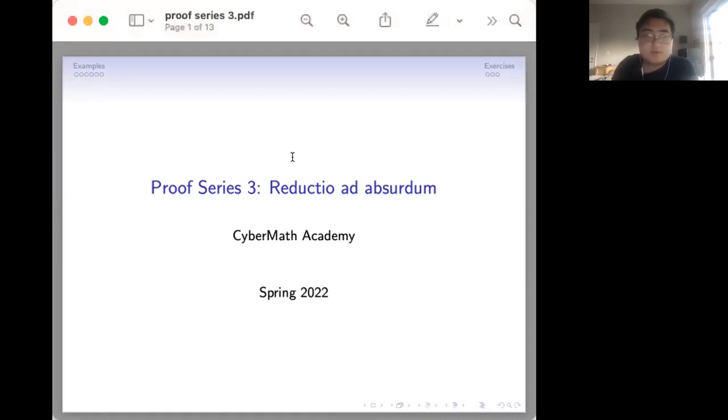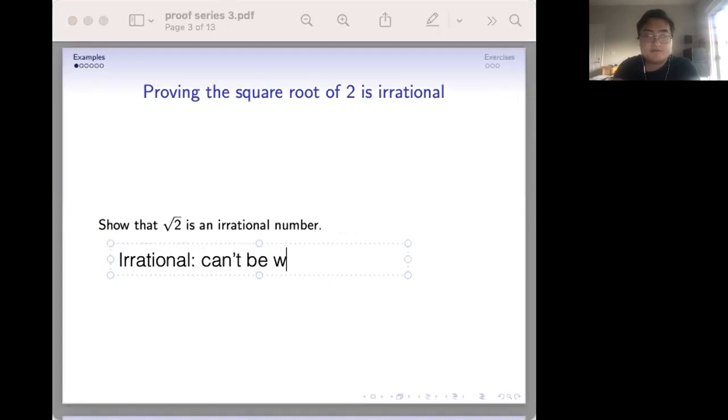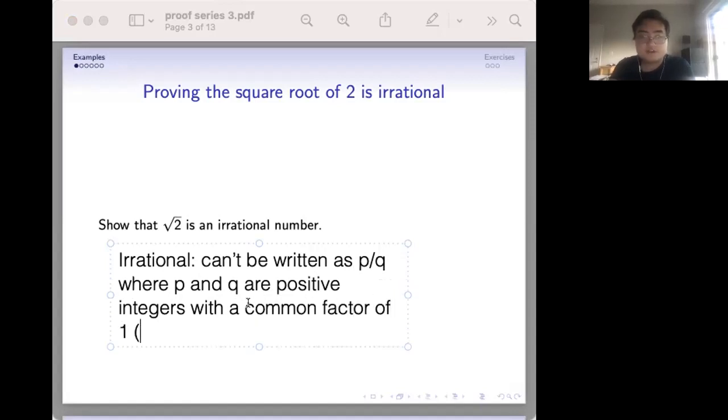So, for example, here's a more common use of proof by contradiction. Let's say we wanted to prove that the square root of 2 was irrational. First, let's recall what it means for a real number to be irrational. That means it can't be written, let's write this down, irrational, as in can't be written in the form p over q, where p and q are positive integers. But this is important, not just any positive integers. They have to be positive integers with a greatest common factor of 1.